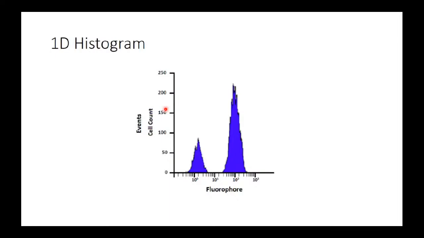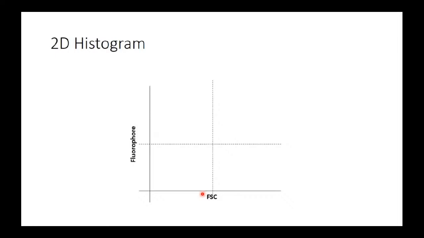What I can do further is to combine this data with other data I have. For example, I can combine the data obtained from the fluorescence detectors with the data obtained from the forward scatter detectors. So here I have the fluorescence and here I have the forward scattered light. When the cell appears here, it means that these are small cells because they have low signal on the forward scatter, and they have low signal on the fluorescence detectors, so they are not expressing the protein.